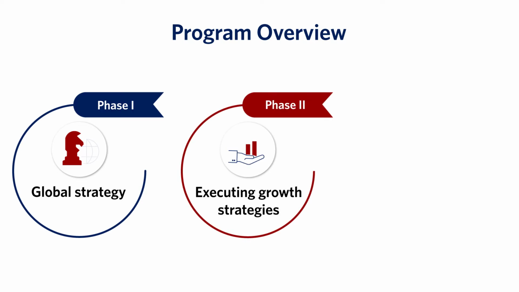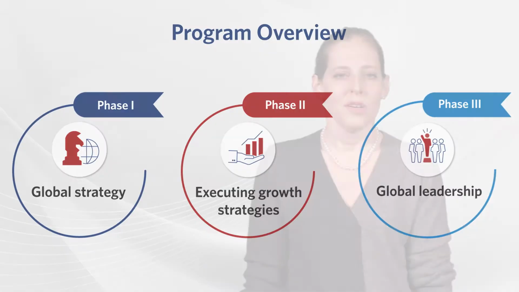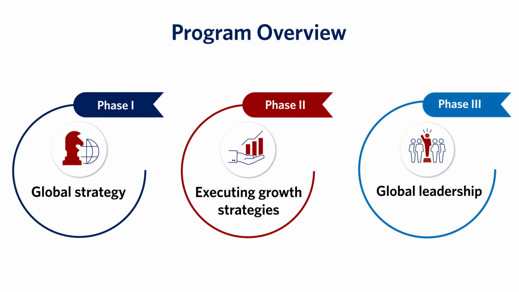Our 18 modules of core content are organized into 3 phases: global strategy, executing growth strategies, and global leadership. During each 6-module phase, you'll get to meet either 2 or 3 of our terrific faculty members. So let's look at each phase in a little more detail.